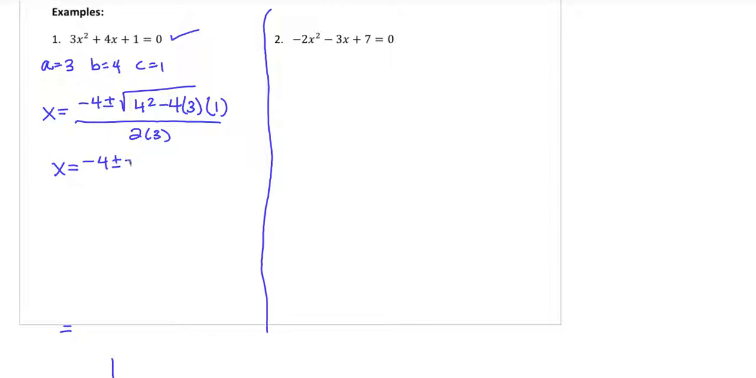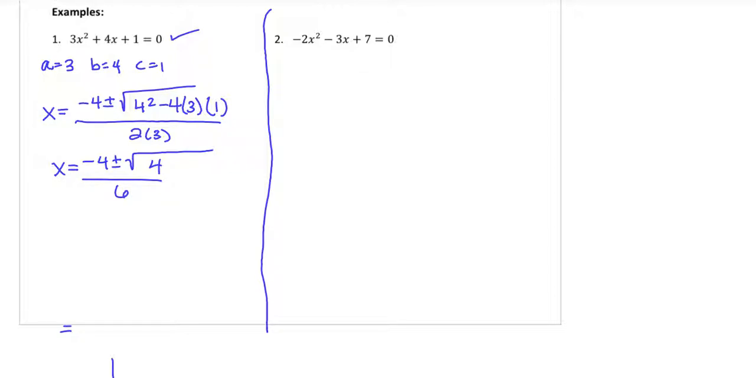-4 plus or minus. And again, do this stuff under the radical all in one shot in your calculator. Right? Being careful with negatives. 4 squared is 16. Minus 4 times 3 times 1 is 12. So 16 minus 12 is 4.